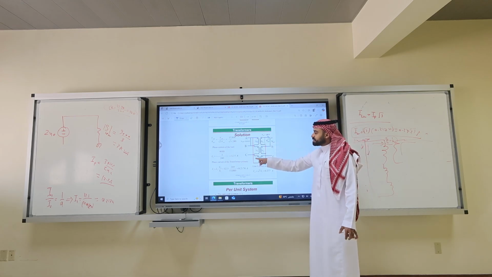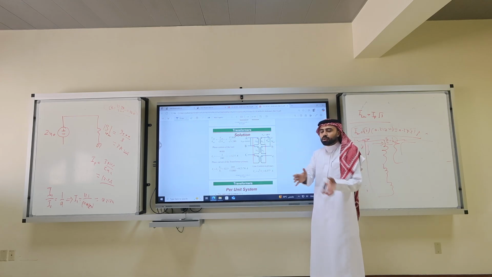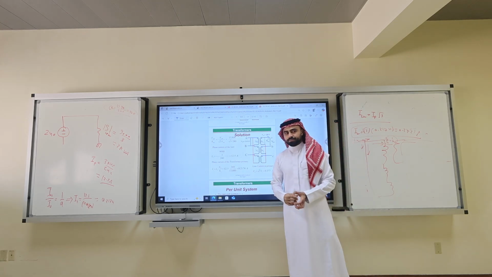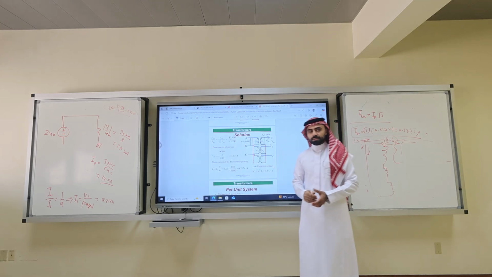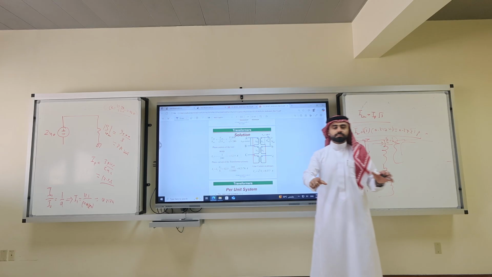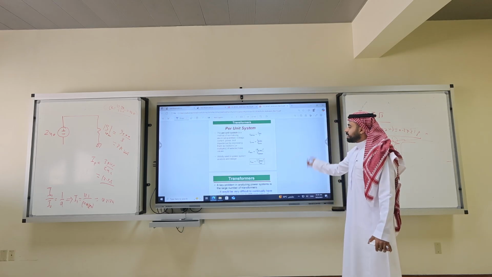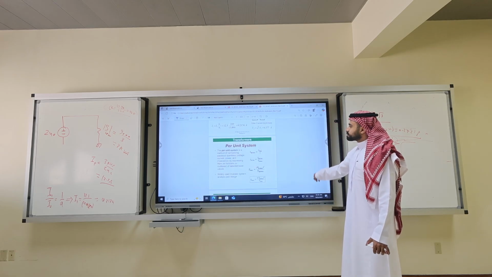This branch has a phase difference in angle. Because of the phase difference in angle, you can't say it's half. Get it? Okay. Now it's clear? And then we're done with this problem.